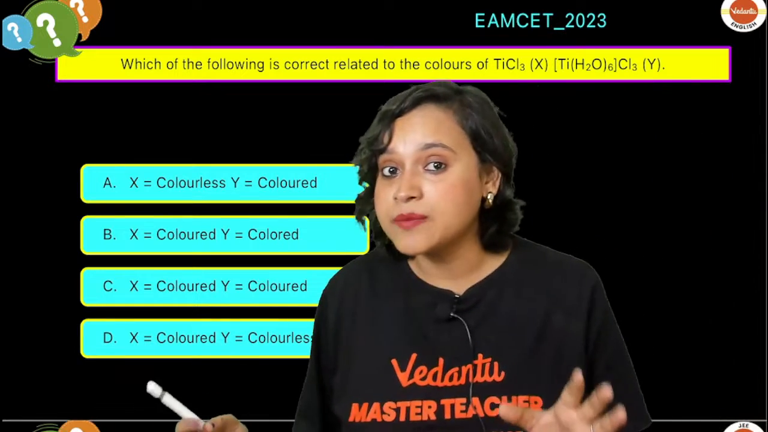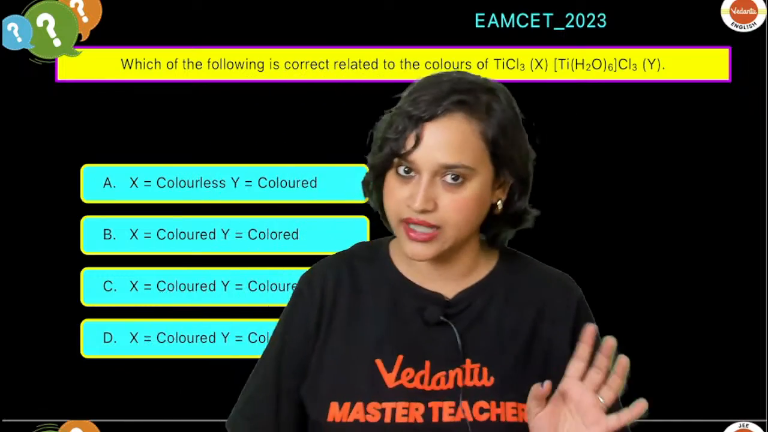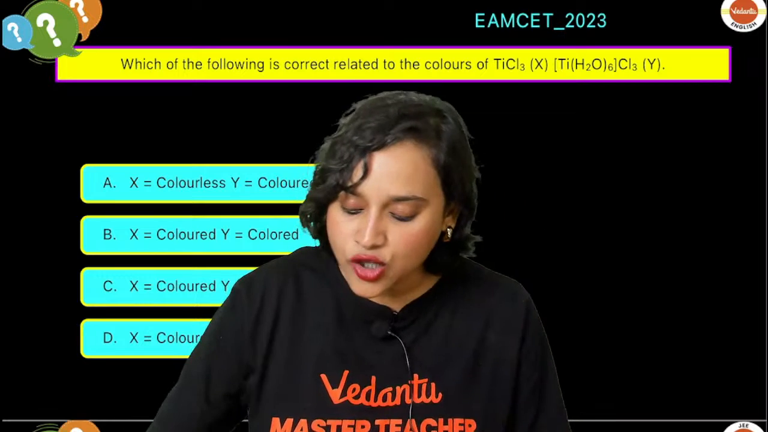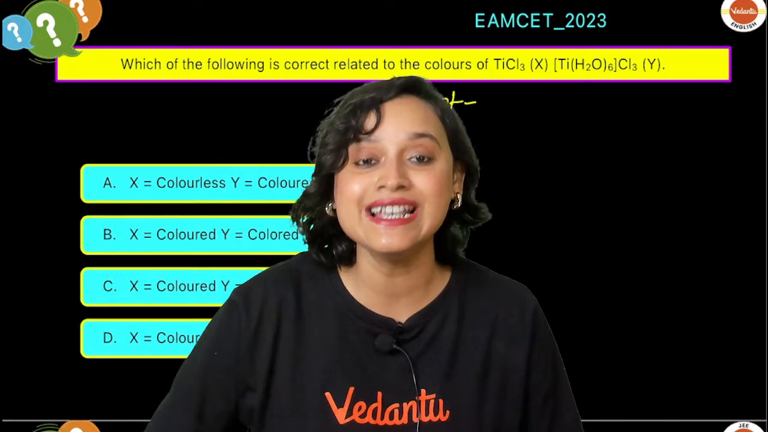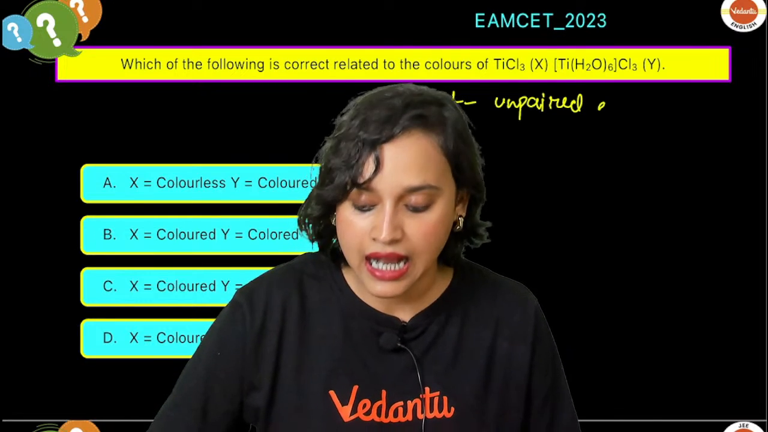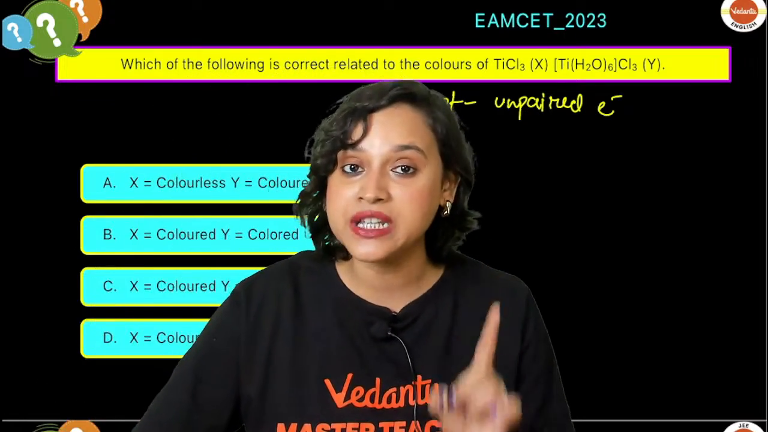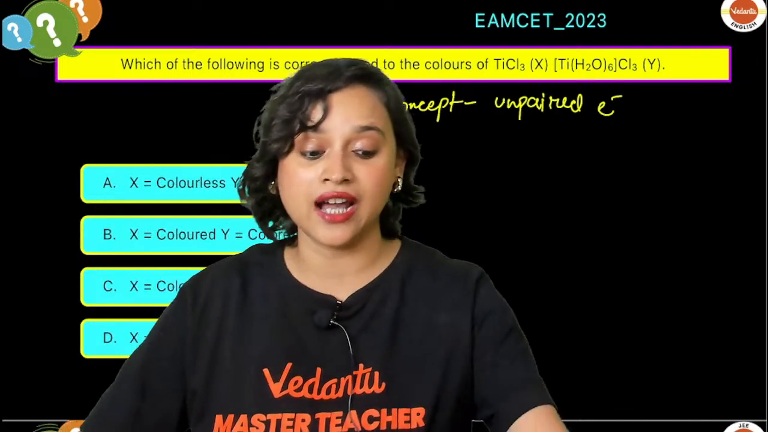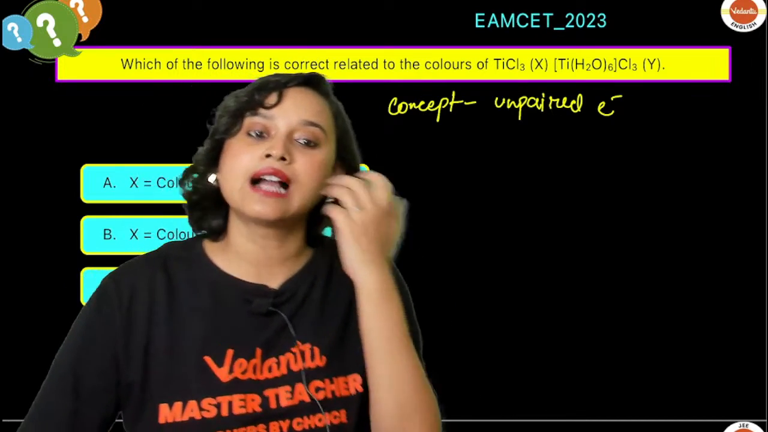Now, what is the concept here, everybody? Both are colored. Both will be colored. Chalo, let us take a look at it. The concept that we are going to use here is unpaired electrons. We have to find the unpaired electrons. If there are unpaired electrons, that means the compound is going to be colored, and if there are no unpaired electrons, that means the compound is going to be colorless.